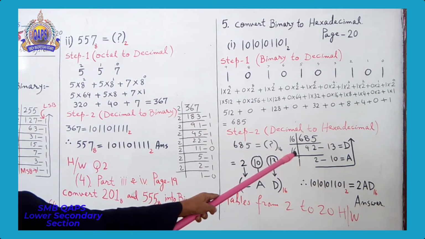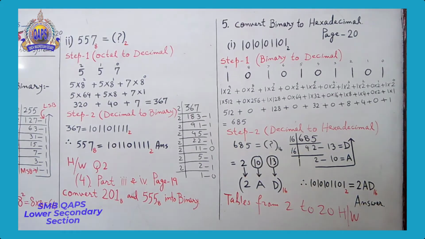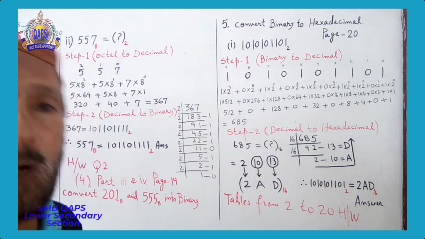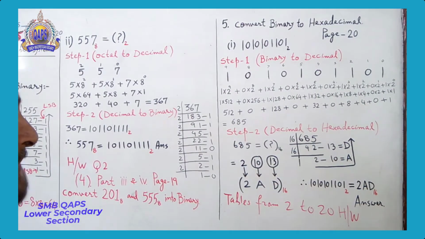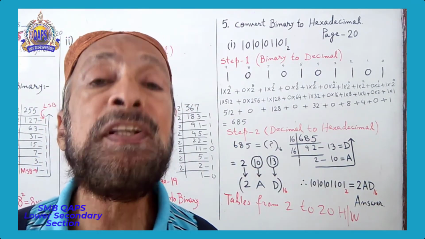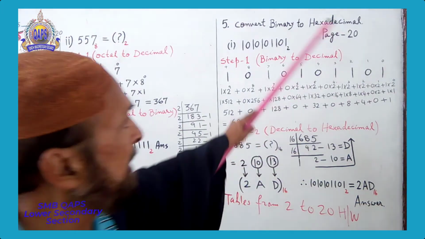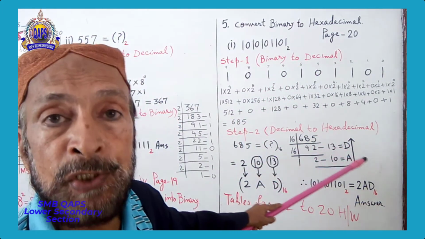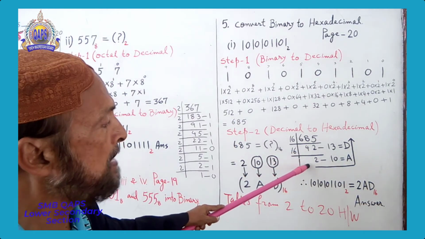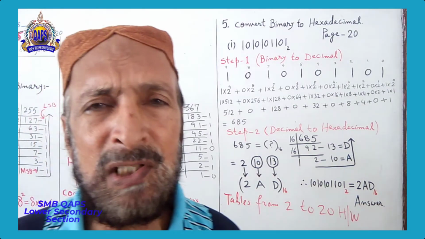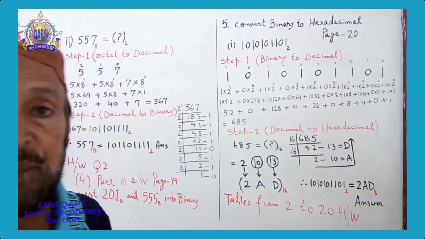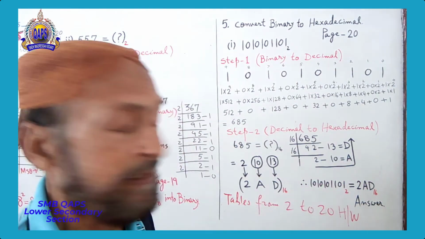Okay, now see the calculation. 16 fours are 64. Carry 4, 45. 16 twos are 32. Left 13. We cannot write 13, because in hexadecimal 13 means D. Now 16 twos are 32. Left 10. We cannot write 10. Why? It's hexadecimal and 10 means A.